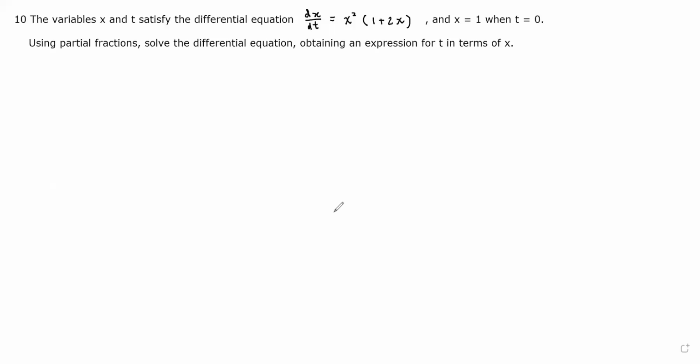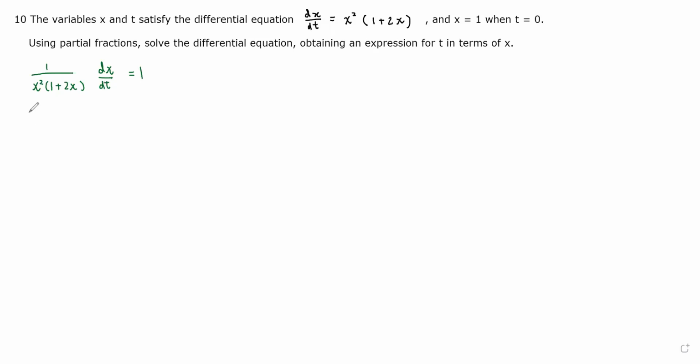We have a differential equation in terms of x and t. In order to solve the differential equation, we see that the dependent variable is x and the independent variable is t. So in order to solve this, we must divide throughout by x squared and 1 plus 2x, so that we have 1 over x squared, 1 plus 2x, dx/dt equals 1.